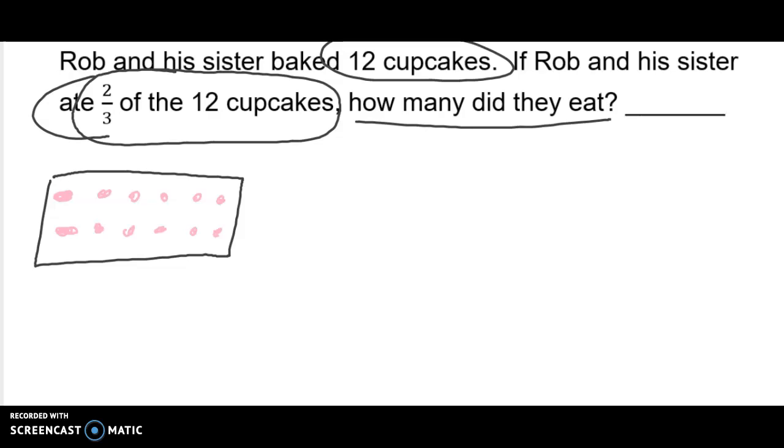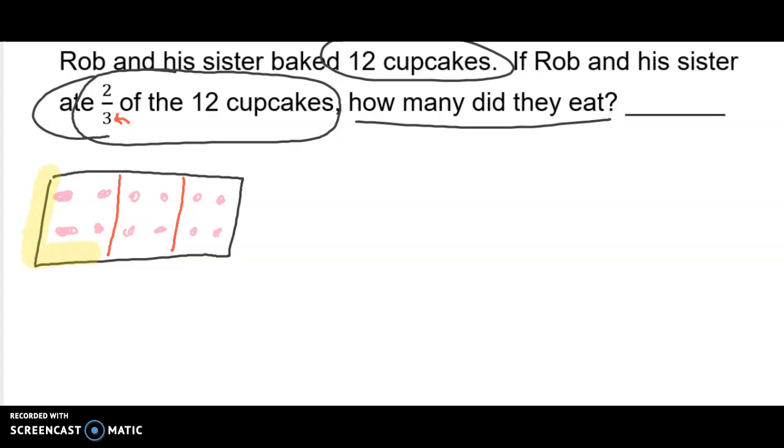Rob and his sister ate 2/3 of them. So we have to cut them into thirds. We're cutting the whole box into thirds, 3 sections. So if I cut it into 3 sections, there's 3 sections. Now notice there are 4 cupcakes in each section because 12 divided by 3 gives me 4 cupcakes in each section. Now, we also know that they ate 2 of those thirds.